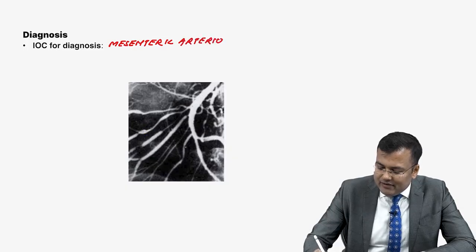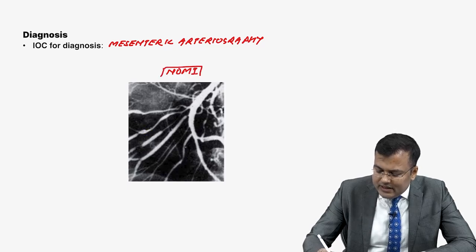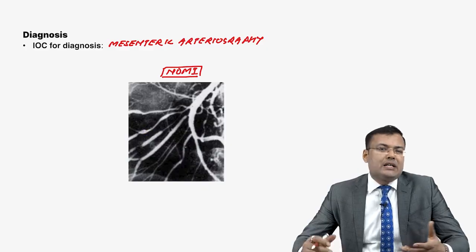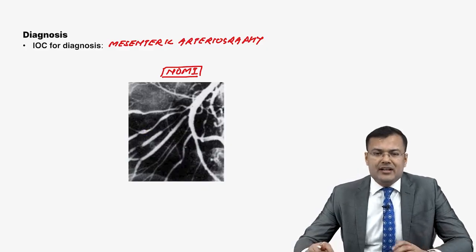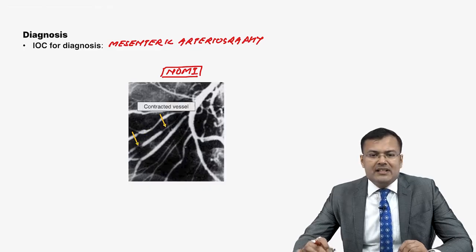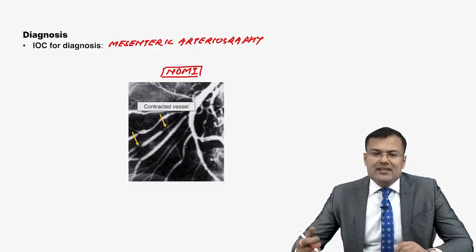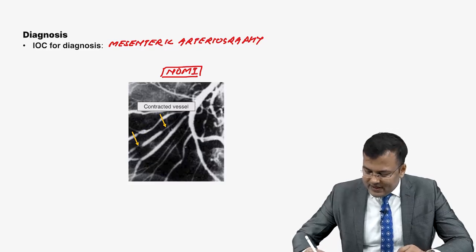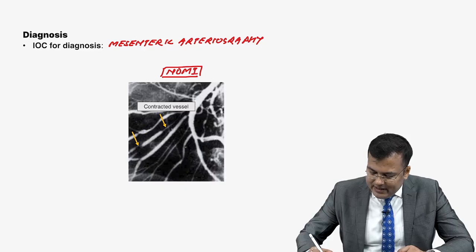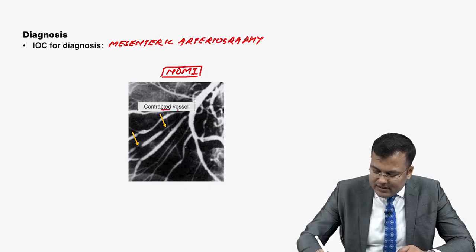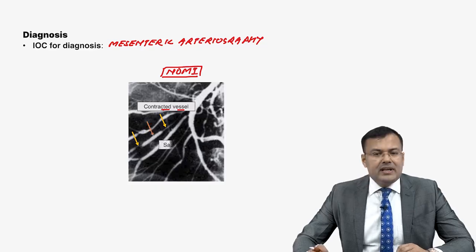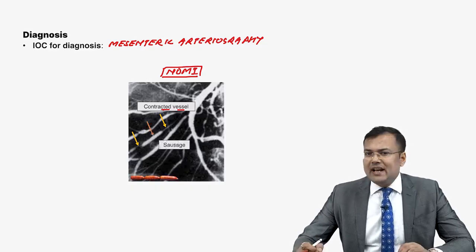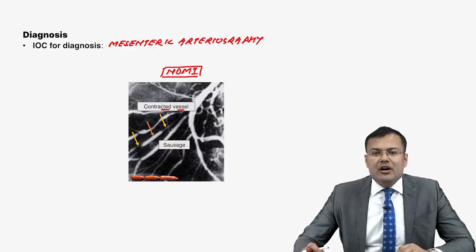Suppose a patient has non-occlusive mesenteric ischemia. What is the problem? Here, there is spasm of the branches of the superior mesenteric artery. So if it is non-occlusive mesenteric ischemia, you do mesenteric arteriography. Can you see? These are areas of contraction. You can notice the contracted vessel, and in between, appearances like sausages. What is the name of this sign?